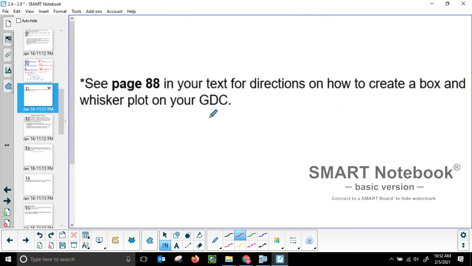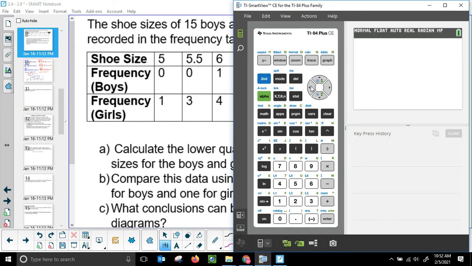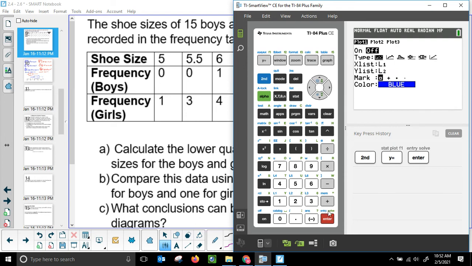All right, on page 88 in your text, you can look at directions on how to create a box and whisker plot on your calculator. I'll go ahead and show you how to do that here. First thing you do is you hit second y equals to go up to this stat plot option here. You hit enter and turn this on. You come down to type, and obviously the box and whisker plot looks like right there.